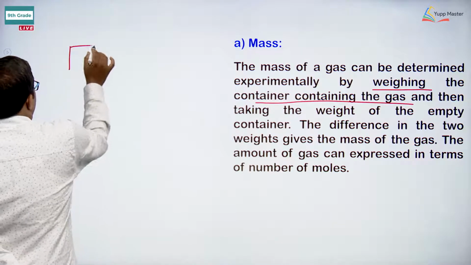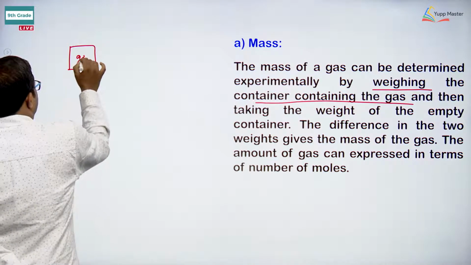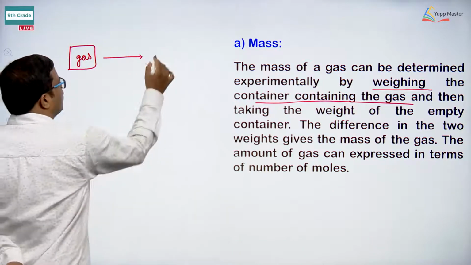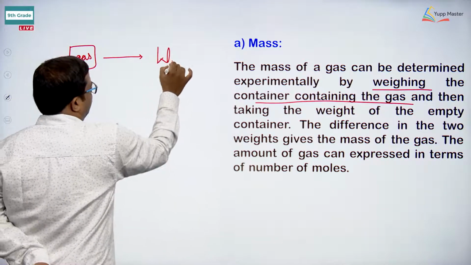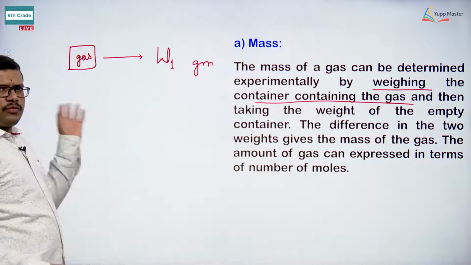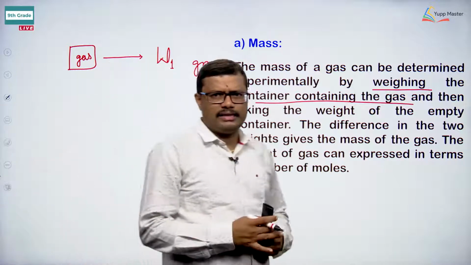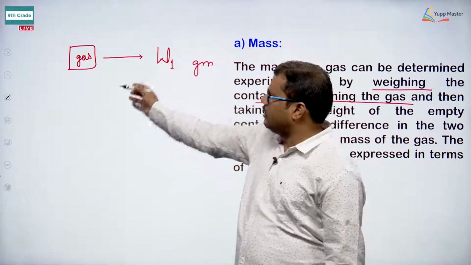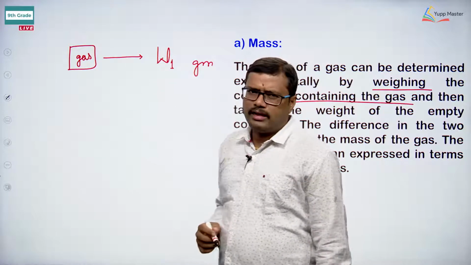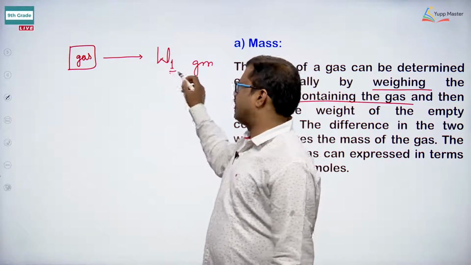I have a container with me, and I have a gas inside it. So I am taking the weight of this container along with the gas. Let W1 be the weight of the container with gas. Let us say the weight of that container along with the gas is W1 grams.